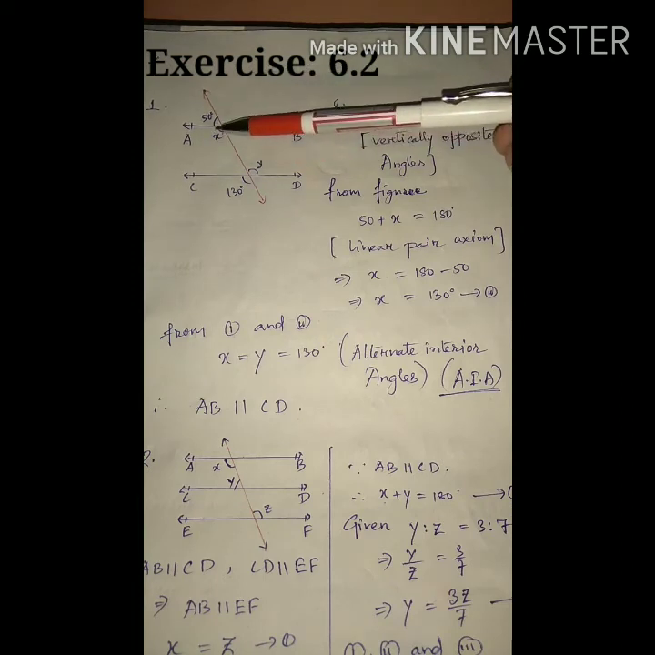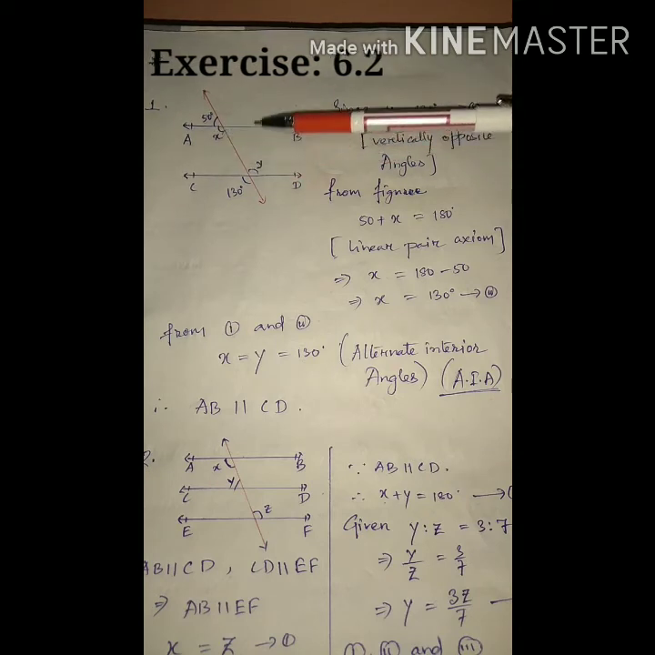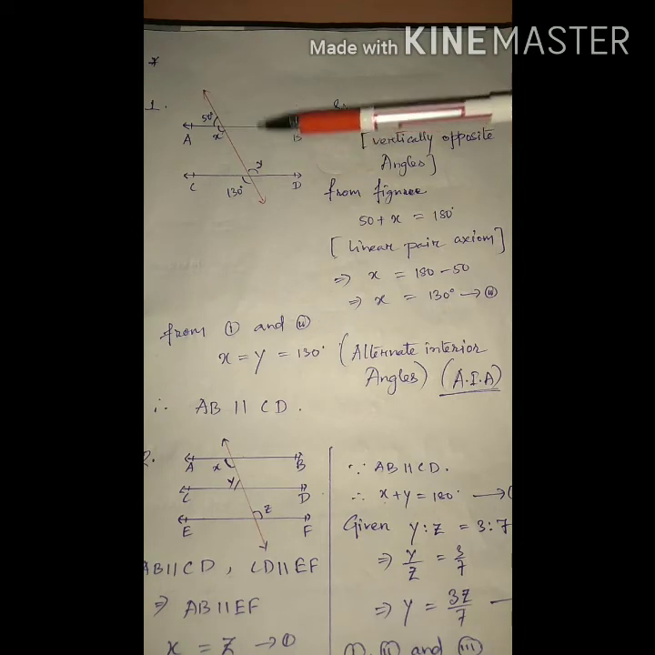If these two x and y values are equal, that means these two are alternate interior angles. So according to the theorem, we know if alternate interior angles are equal, then the lines are what? Obviously the lines are parallel. So from this condition we can prove this result.